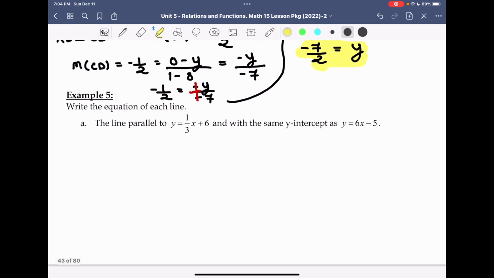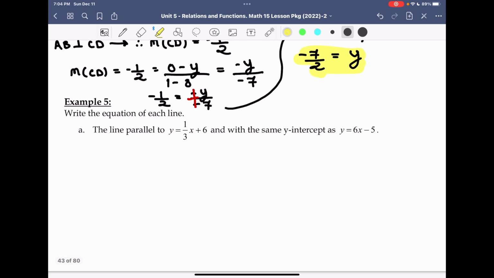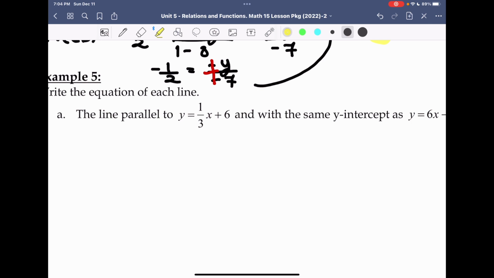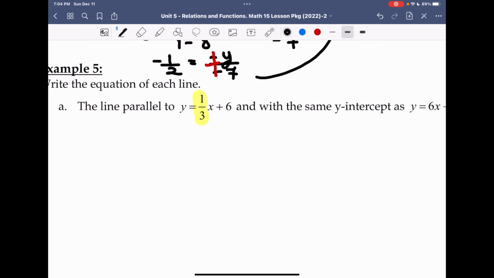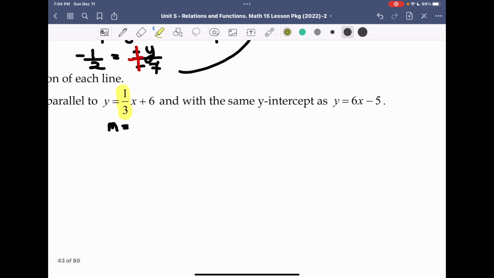All right, write the equation of each line. The line parallel to y equals 1 over 3x with the same y-intercept as y equals 6x minus 5. Okay, so if it's parallel, this is what we need to be reading into. If it's parallel, then their slopes are equal. That this slope will be equal for our next equation. And if they say the same y-intercept, what are they saying? It's the same b value, where b is equal to negative 5.